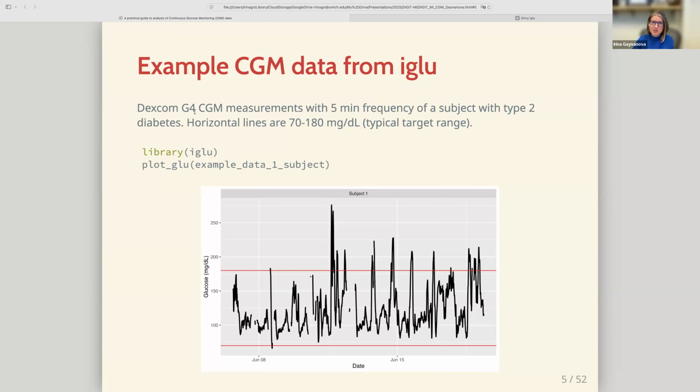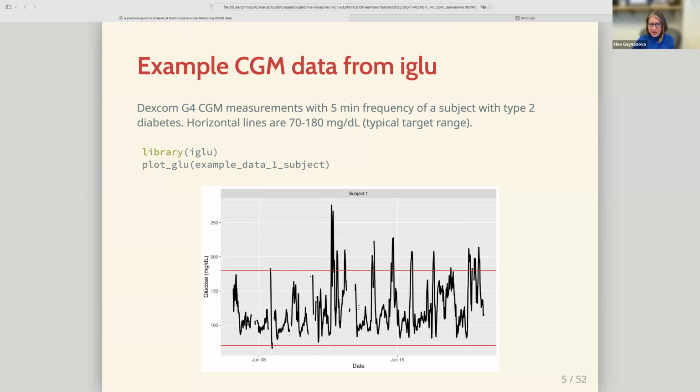So this is an example CGM data that comes with our package iglu. It's an older device, a Dexcom G4 measurement, but it's still representative. It is from a subject with type 2 diabetes who is not on insulin. And what you can see here is that the horizontal red lines correspond to 70 and 180 milligrams per deciliter. This is the typical target range that I'll come back to. And you can see that there are a lot of excursions. They go pretty high.